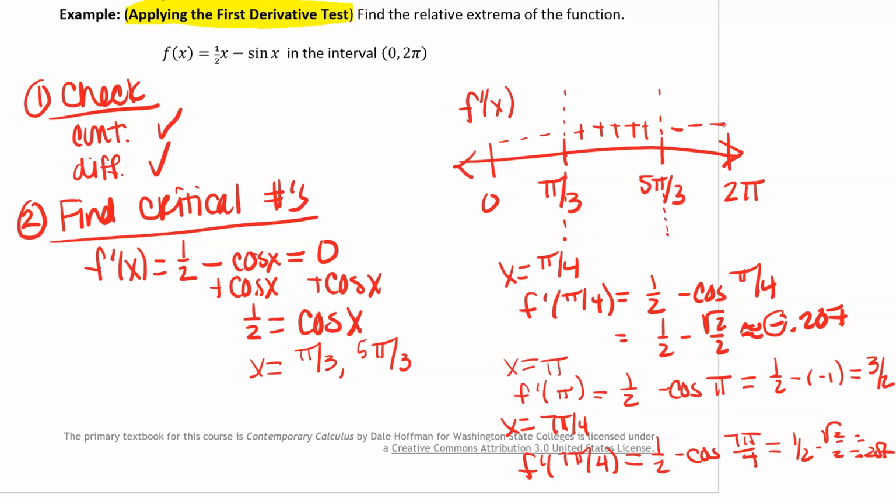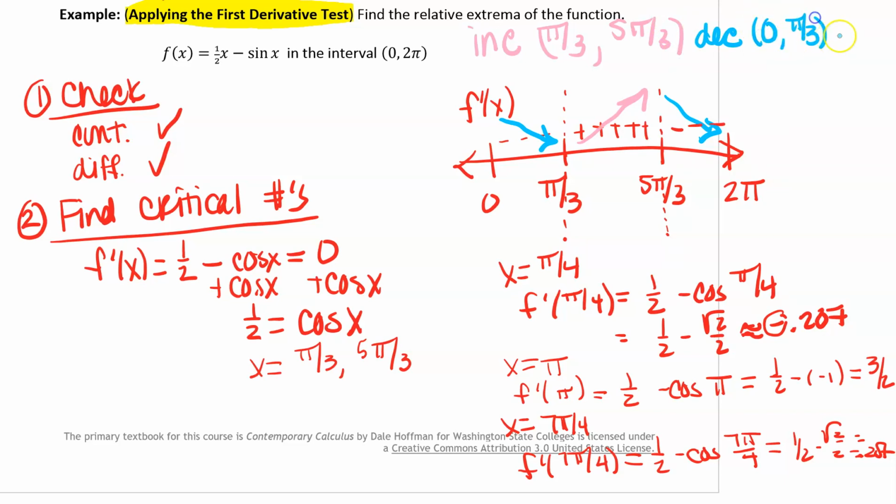So what that is showing me is that we are coming down in the negatives and we are going up in the positives. And so I could say, where is this function increasing? It is increasing between pi over 3 and 5 pi over 3. Where is this function decreasing? It is decreasing between 0 and pi over 3, and between 5 pi over 3 and 2 pi. Sorry for smashing it in there.